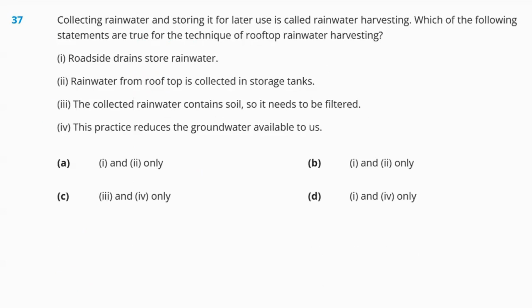Question number 37. Collecting rainwater and storing it for later use is called rainwater harvesting. Which of the following statements are true for the technique of rooftop water harvesting? Roadside drains store rainwater. Yes. Rainwater from rooftop is collected in large tanks. Yes. The collected rainwater contains soil, so it needs to be filtered. The particle residue, the groundwater available to us. So here the statements 1 and 2 are correct. Option number B would be our correct answer.